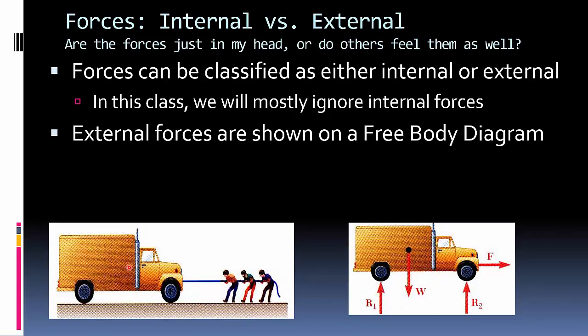So consider this truck, right? You have this truck and it is being pulled by some people with a rope. If you were to draw a free body diagram, you have the reactionary force at each wheel, you have the weight of the truck being pushed down, and you have the force here. Those are all external forces.